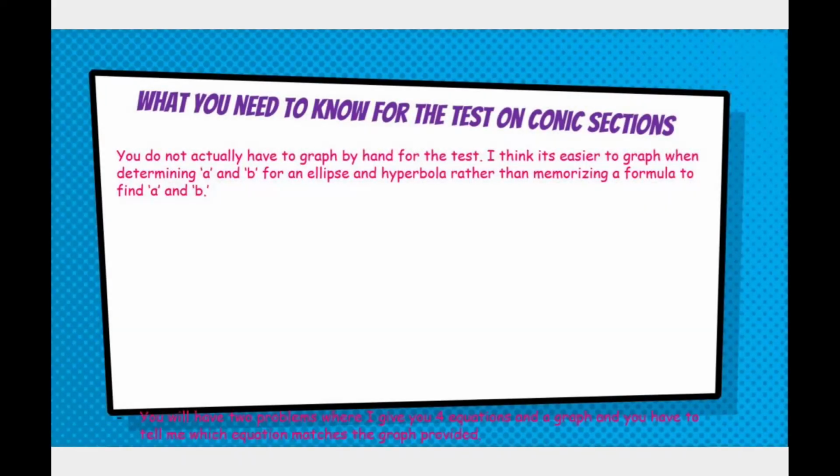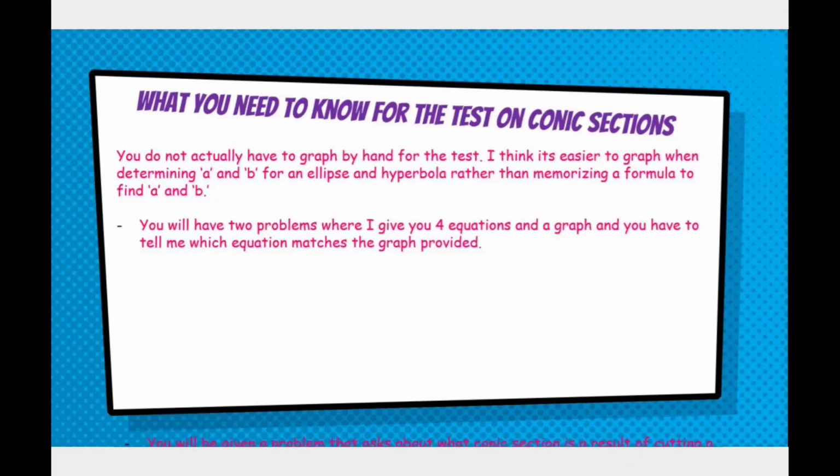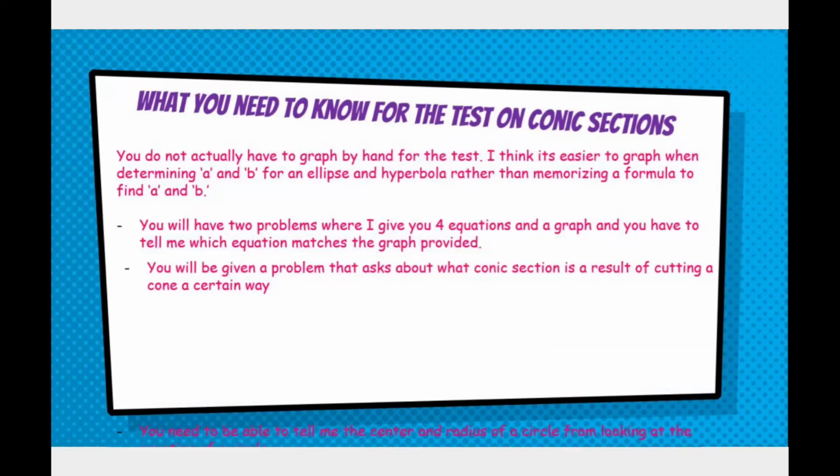So what you need to know on your test for conic sections: you don't actually have to graph these by hand like we've been doing, but I think it's easier to determine a and b sometimes when we do graph those and get a visual. You will have 2 problems where I give you 4 equations and a graph, and you have to tell me which equation matches the graph provided. So you're going to look for things like the center, and also things like what a and b would be, and that's pretty much how you're going to approach those.